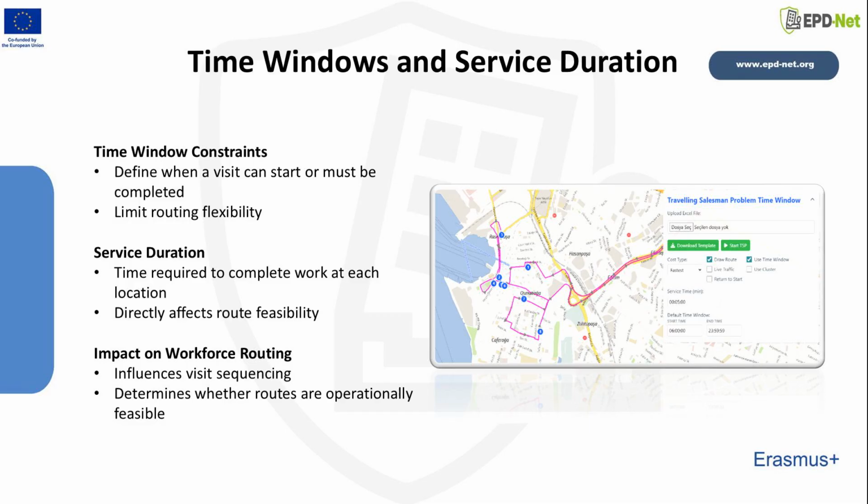Time windows define the periods during which visits can start or must be completed at specific locations. These constraints are common in workforce routing scenarios, where appointments, opening hours, or customer availability restrict when services can be performed. Service duration represents the amount of time required to complete the task at each visit location. This time must be accounted for in routing calculations, as it directly affects the total duration of a route and the ability to meet time window constraints.